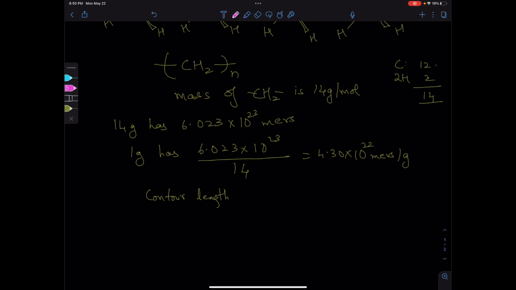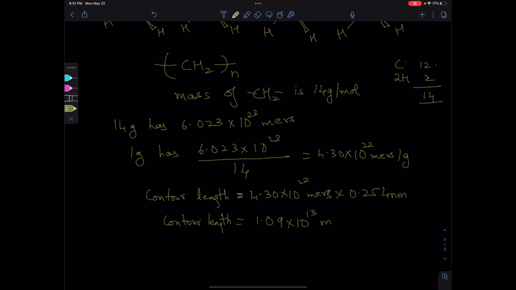Contour length is going to be 4.30 times 10 to the 22 mers times 0.254 nanometer, which is given as the length of 1 mer. So that will be, if you multiply, we get 1.09 times 10 to the 13 meters. So that is the contour length of this giant polyethylene molecule.